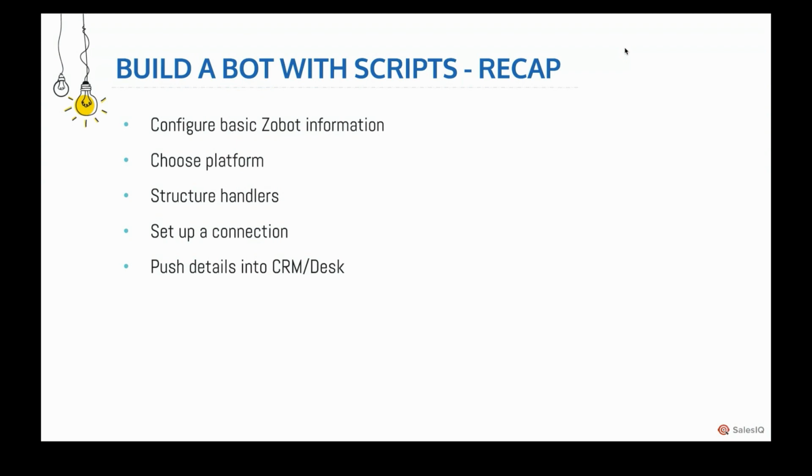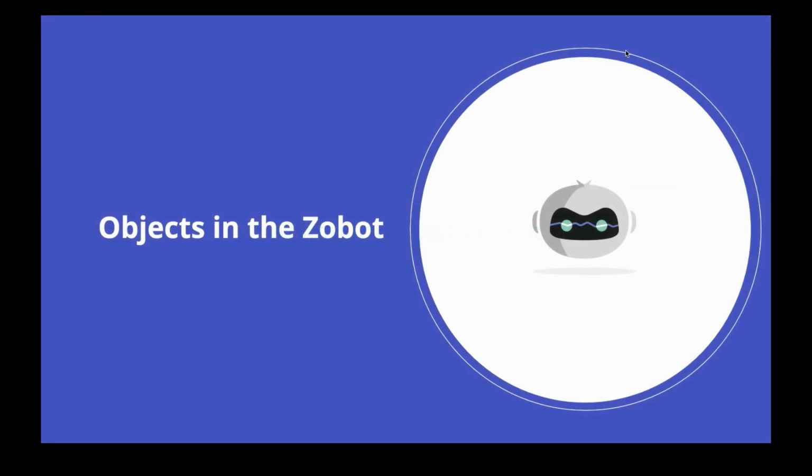Let's take a quick recap. In the last webinar, we had looked at how to configure basic Zobot information, then to choose platforms, to structure handlers, to set up a connection, and also push visitor details into CRM. So the first advanced feature that we'll be looking at are about the objects in the Zobot.